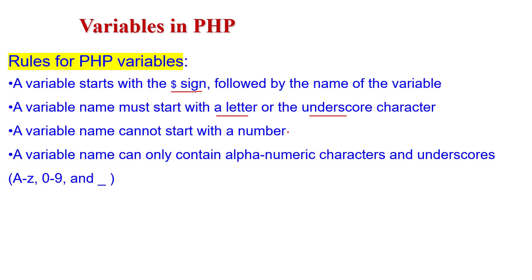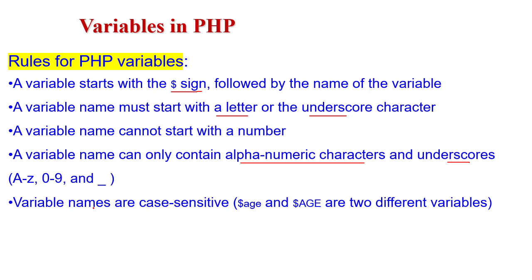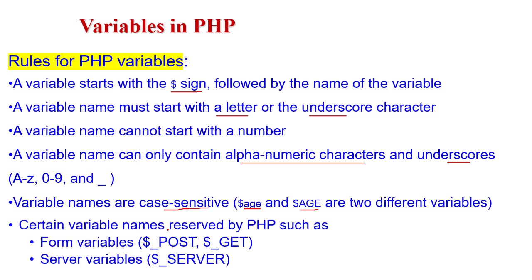Then a variable name can only contain alphanumeric characters and underscore, like mentioned here in the brackets. And variable names in PHP are case sensitive. So if you write age in small letters and AGE in capital letters, then these are treated as two different variables. Then there are certain reserved variable names such as $_POST, $_GET, $_SERVER. Later on when we use them, I will discuss more about them in detail. So these are some basic rules for PHP variables.